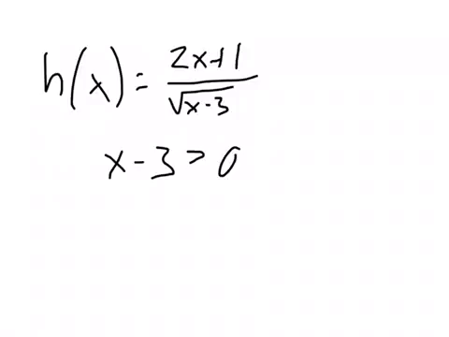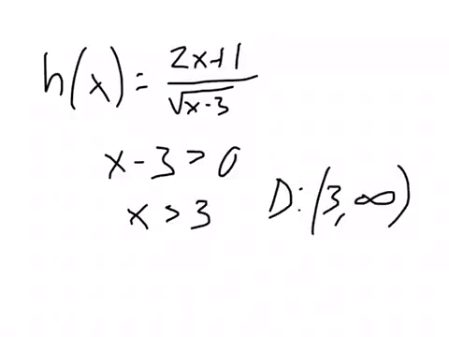x minus 3 strictly has to be greater than 0. And so x will be strictly greater than 3. Our domain will be from 3 to infinity, but the 3 is now a parenthesis, not a bracket.